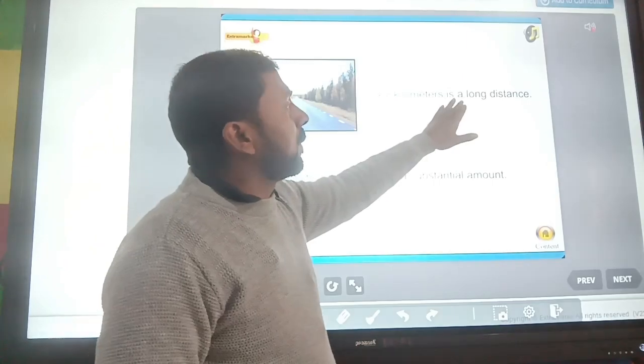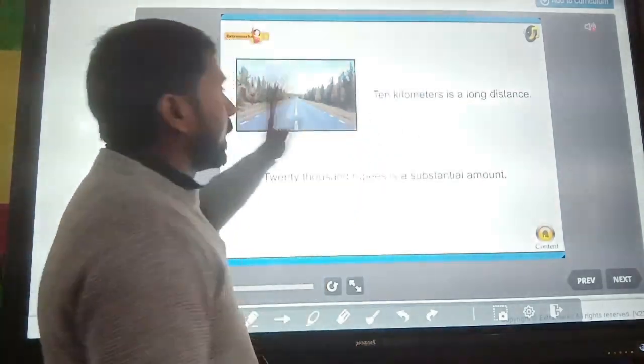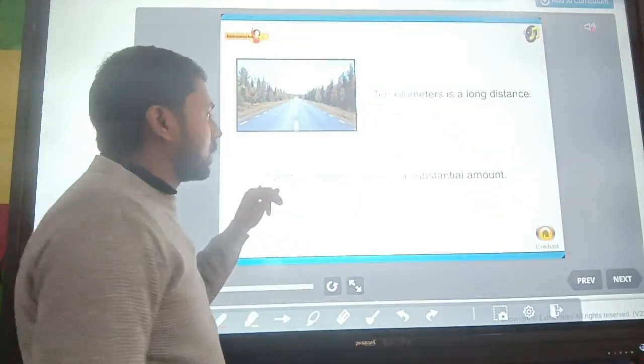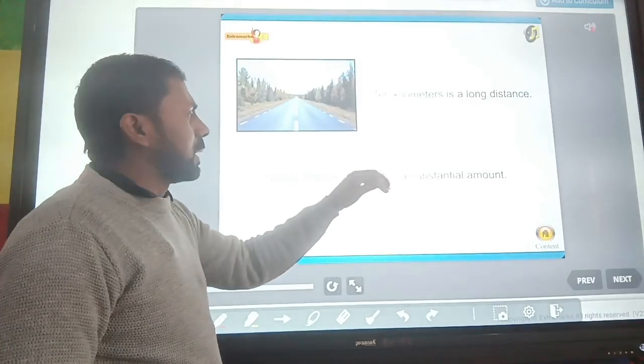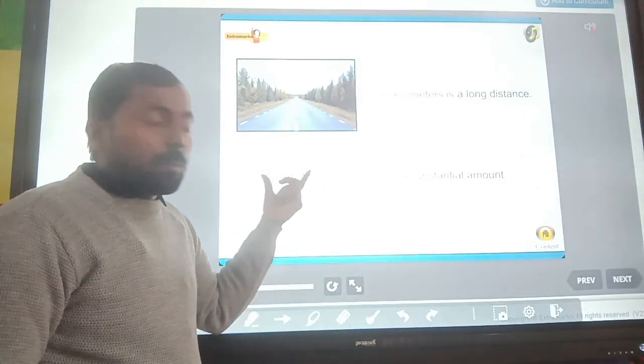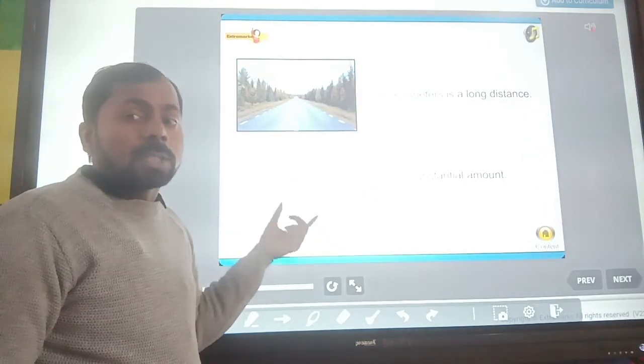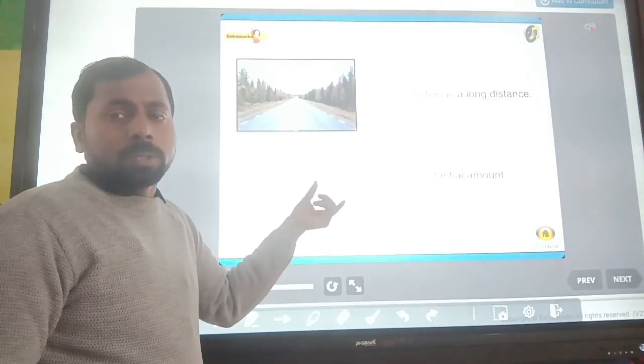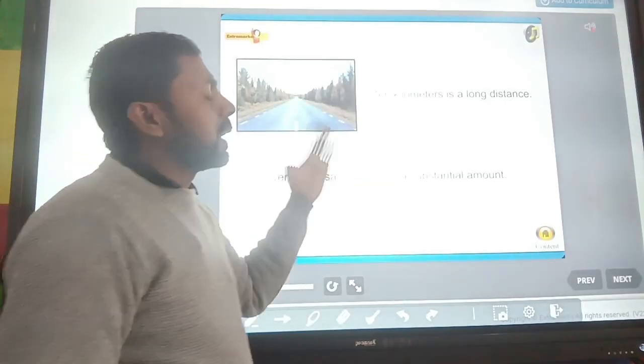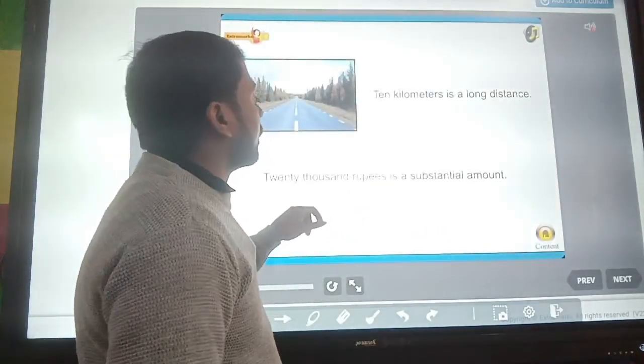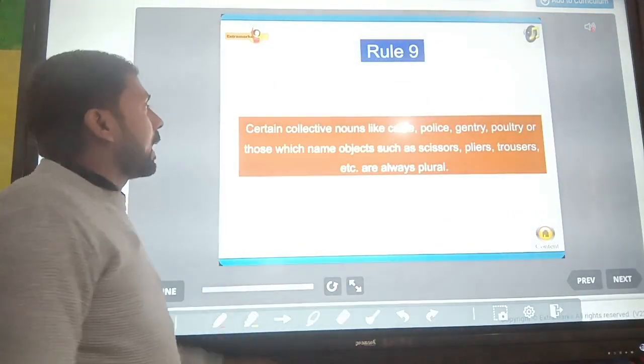It is a measure, so we can use a singular verb. 20,000 rupees. It looks like a plural subject, but it's not a plural number. It is a singular subject, so we have to use a singular verb here. Is it clear?